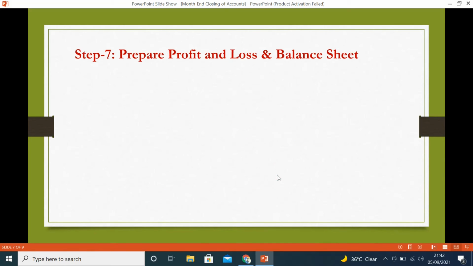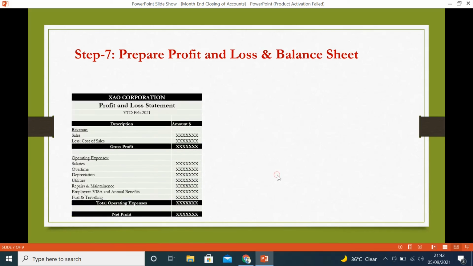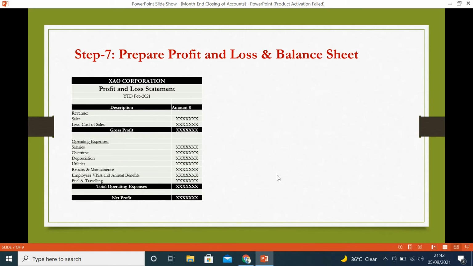On step 7, after finalizing our trial balance, based on the trial balance, we will create the profit and loss statement and the balance sheet. An income statement, this is a format for an income statement as a sample. An income statement or profit and loss statement shows the company's revenues and expenses, as you can see here. During a particular period of time, it indicates the net income or loss of the company by deducting all expenses from the total revenue.